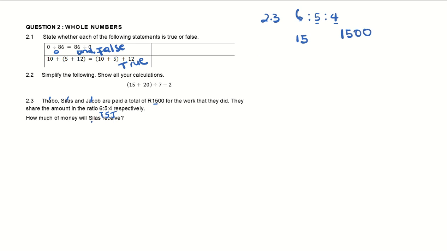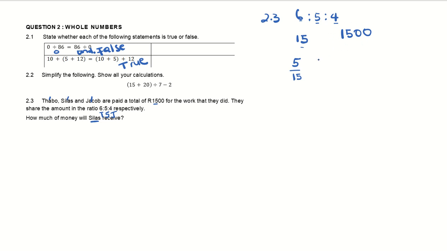And they're asking us how much Silas will get. We know Silas, out of 15 rand, Silas gets how much? Silas is our second guy. He gets 5 rand out of 15. For every 15 rand, Silas is going to get 5 rand.